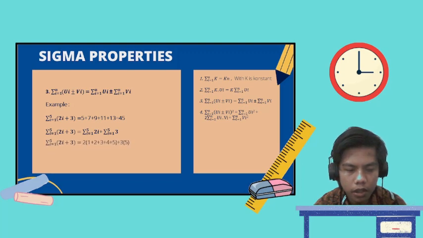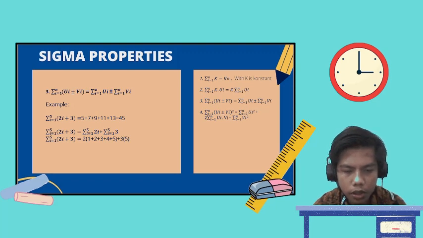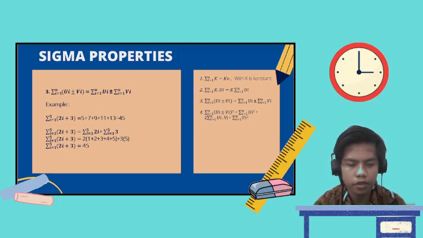And with that we can solve it, first with the second property: 2 times (1 plus 2 plus 3 plus 4 plus 5), plus, with the first property, 3 times 5, and the result is the same as the first answer, that is 45.